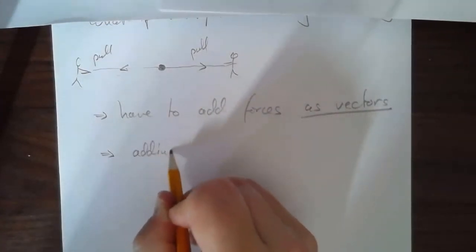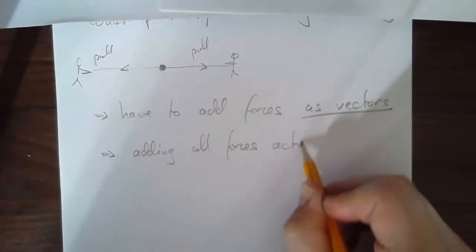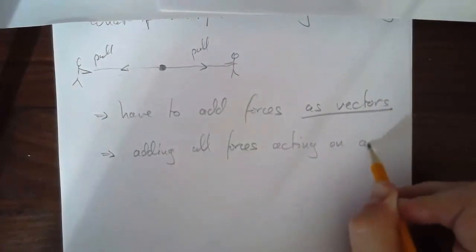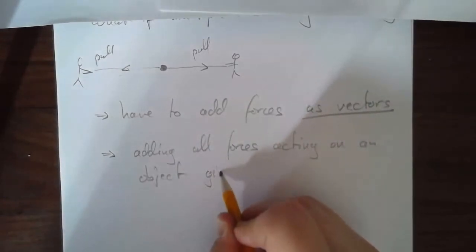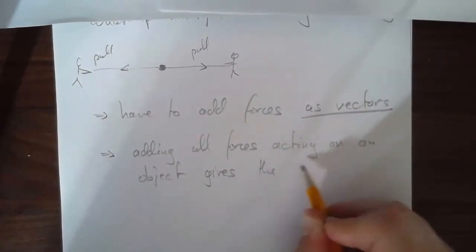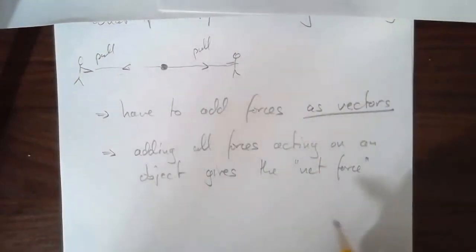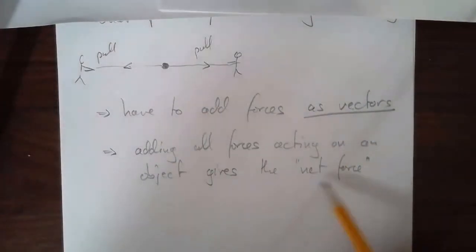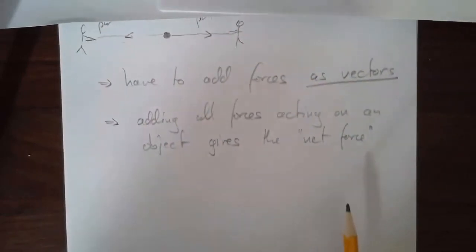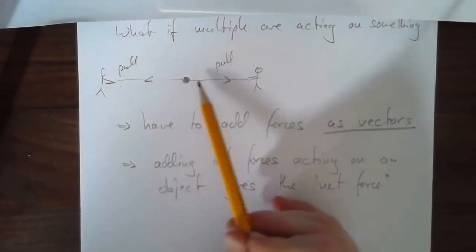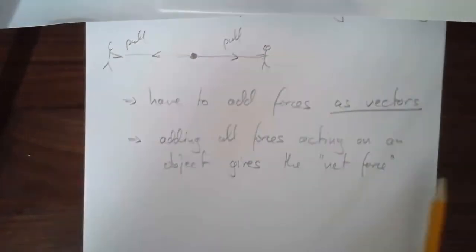So adding all forces acting on an object gives what's called the net force. So the net force is not some new type of force, some new type of interaction. It's just a name for the mathematical sum of all the forces acting on an object. Right? So something might be pulling to the left, something else pulling to the right. Well, if those are equally strong, the net force would actually be 0.